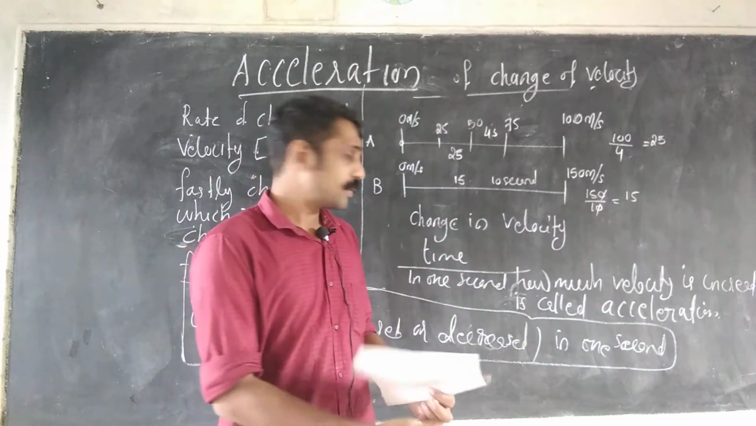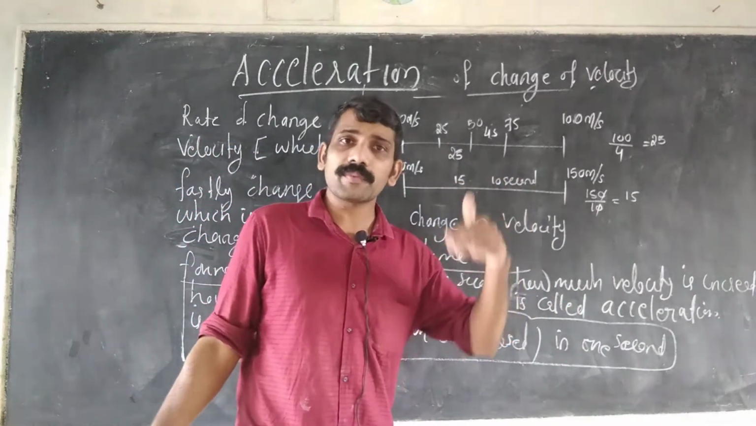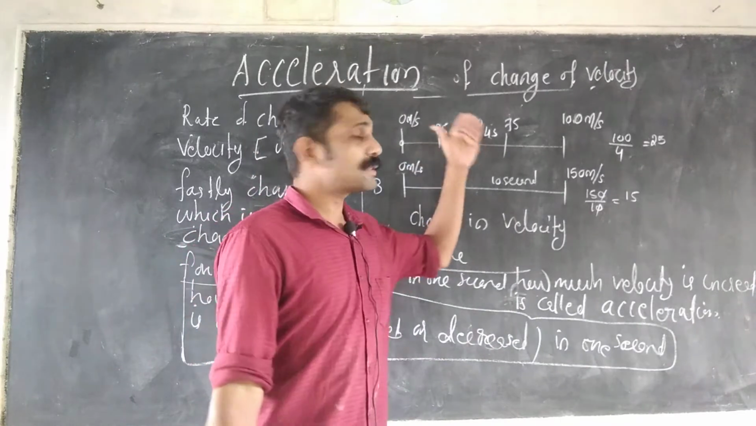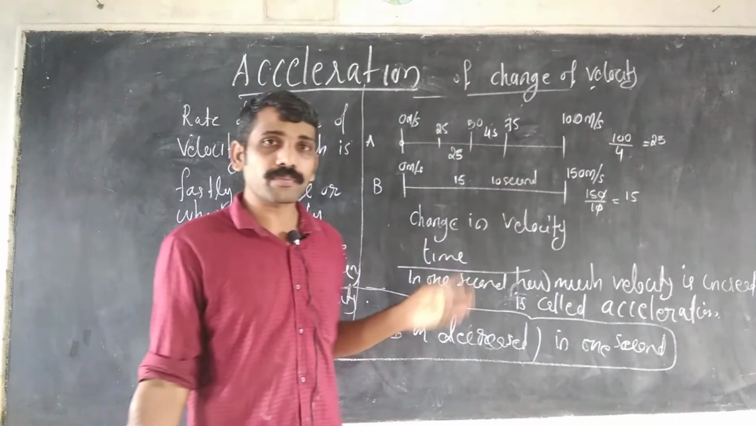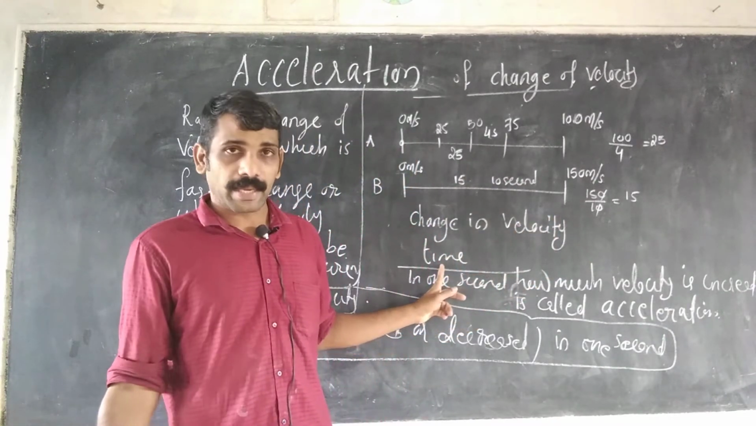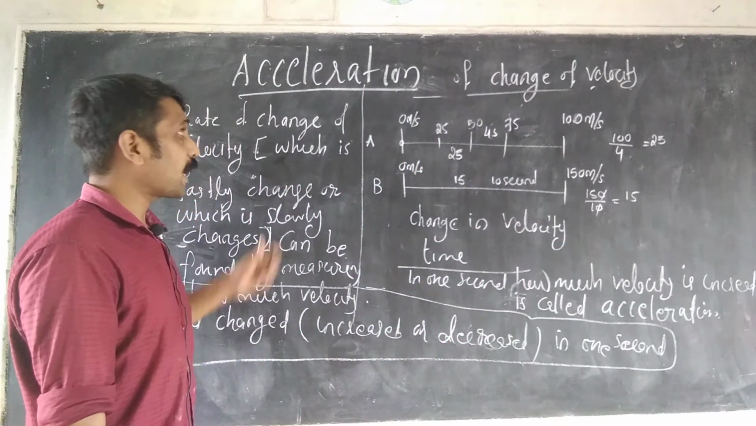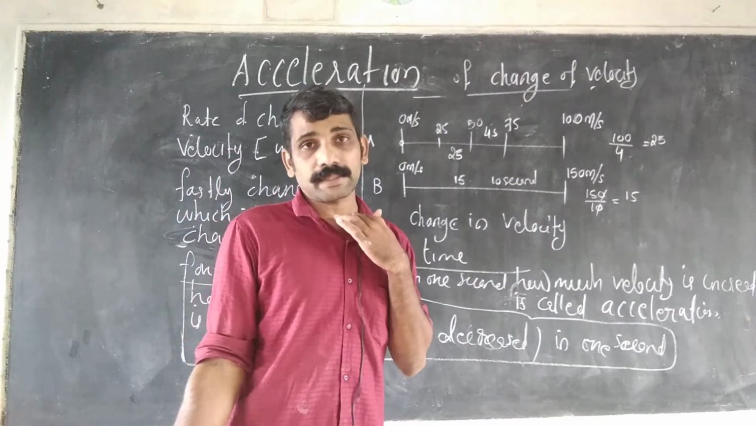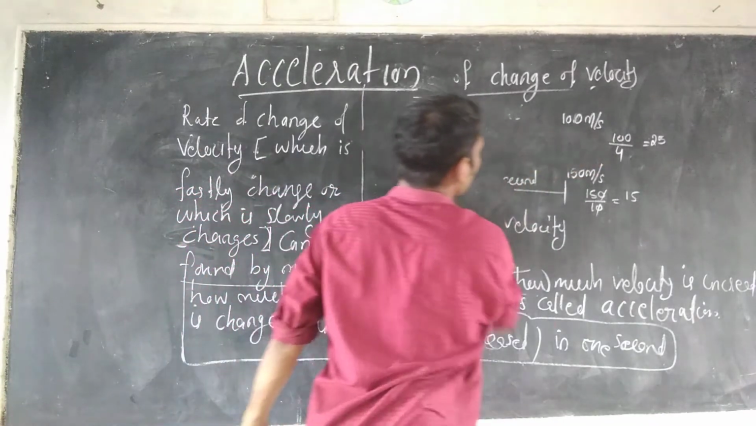So this change in velocity, which is moving fast and which is moving slowly, means rate of change of velocity. To find rate of change of velocity, we need two quantities: one is change in velocity, another is time. So rate of change of velocity can be found by measuring acceleration. What is acceleration?